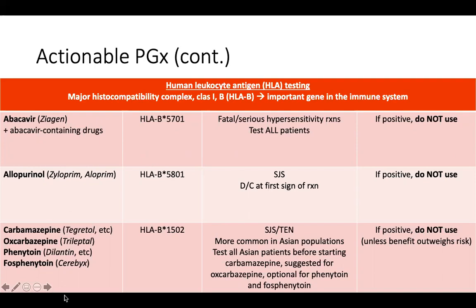And then we see the seizure medications. This is HLA-B star 1502. This one also has a Stevens-Johnson possibility, or the toxic epidermal necrolysis. And so that's actually more common in the Asian populations. And so I guess, testing Asian patients before starting these is recommended, which I actually didn't know. So that was interesting to me. So if positive, again, do not use, unless the benefit outweighs the risk, but I don't know how often we would see that.